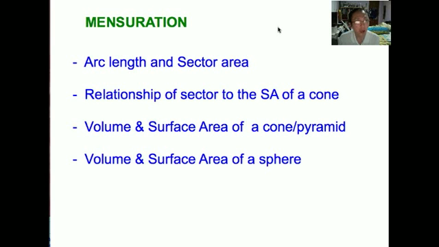This is a lesson on mensuration. In this lesson, we are interested in finding the arc length and sector area. We will want to know the relationship of a sector to the surface area of a cone. We want to find the volume and surface area of a cone or a pyramid. And finally, to find the volume and surface area of a sphere.